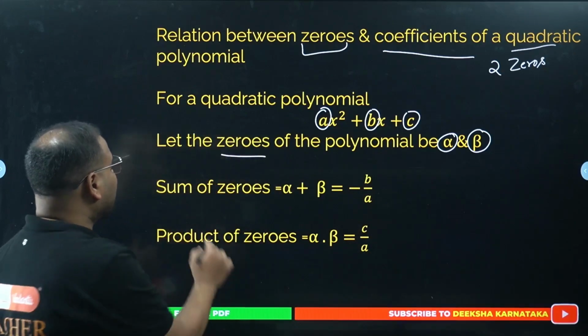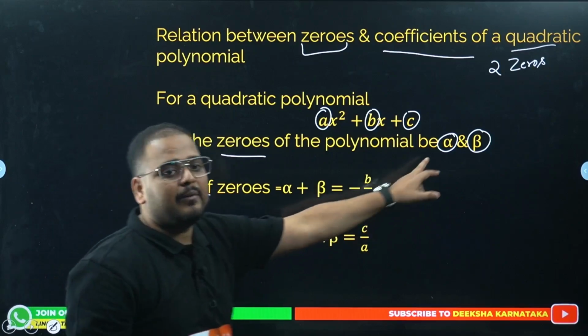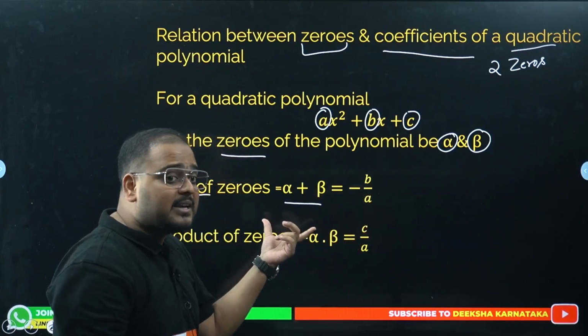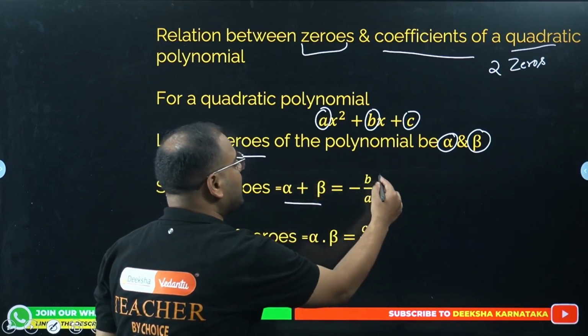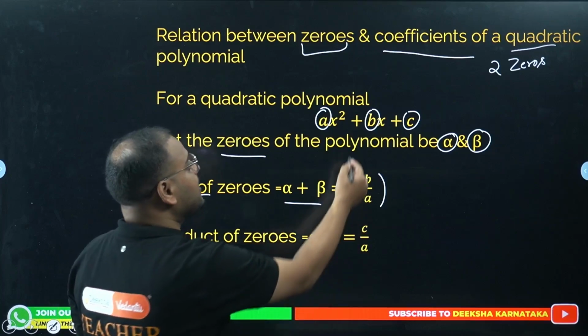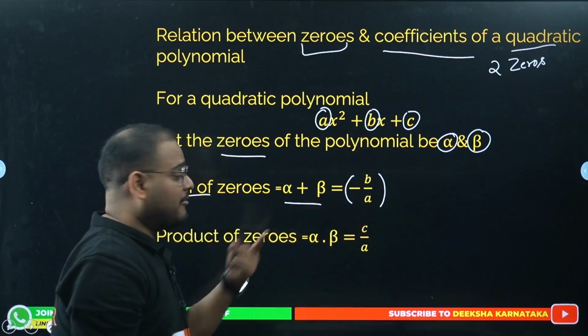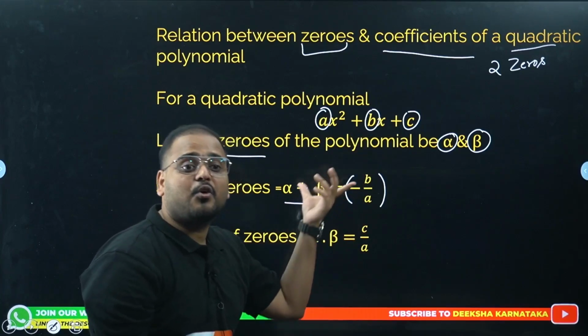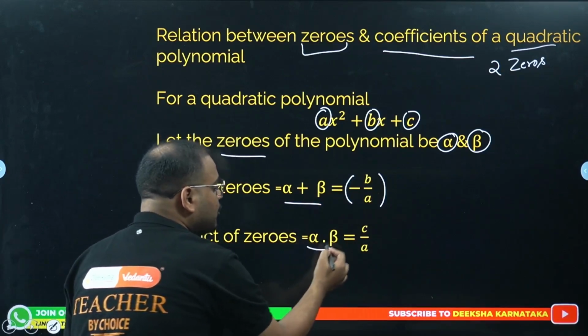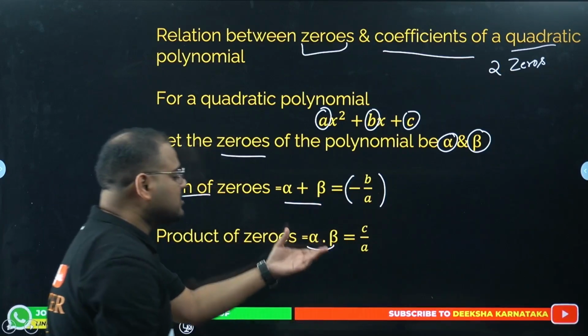So when I say sum of zeros, if alpha and beta are the zeros, the sum will be alpha plus beta. So alpha plus beta is in terms of zeros and minus b upon a is in terms of coefficients. What is minus b? b, the coefficient of x with the minus sign, and a is the coefficient of x square. Next, product of zeros: alpha into beta is equal to c by a.